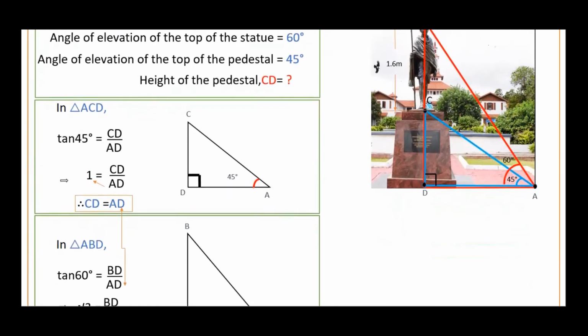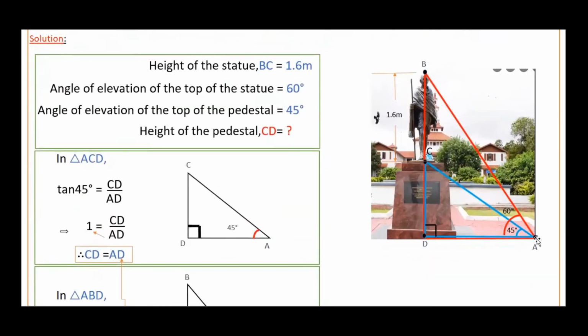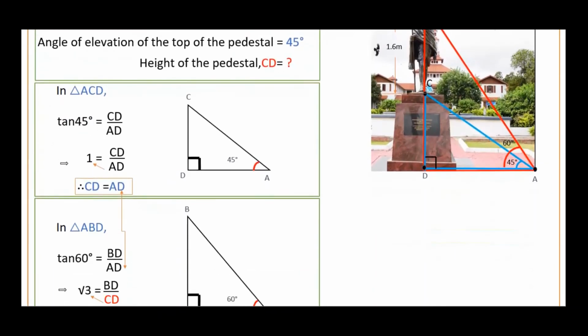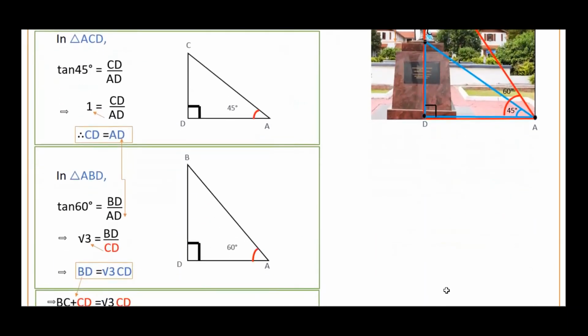If you take the second triangle, that is ABD, this angle is 60 degrees. So in triangle ABD, tan 60 is equal to BD by AD. That is, root 3 is equal to BD by AD. So AD is equal to CD, so you can write root 3 is equal to BD by CD. Therefore, BD is equal to root 3 CD.